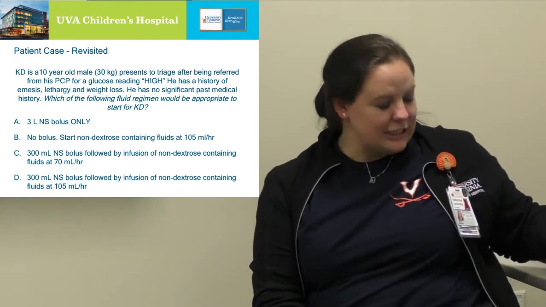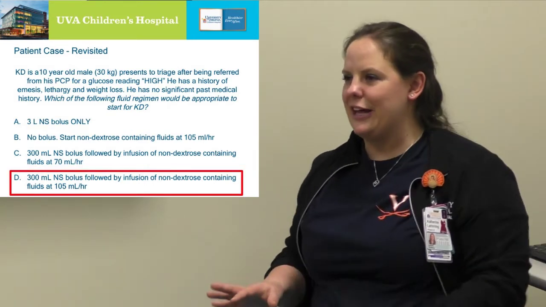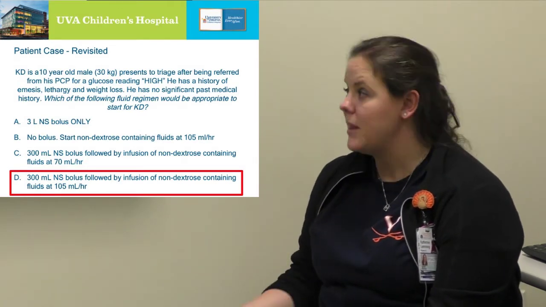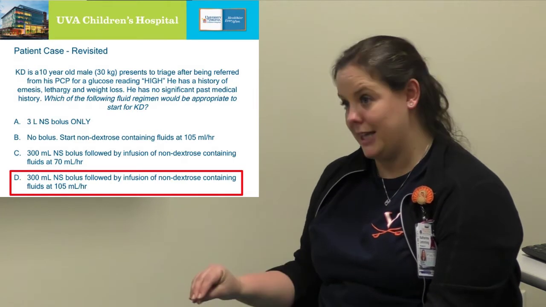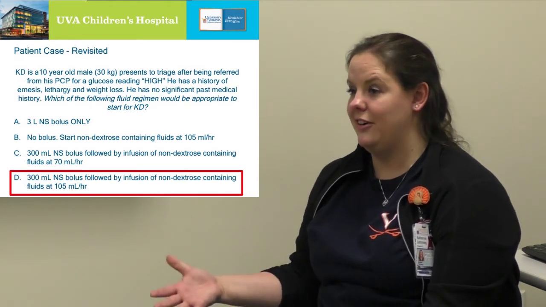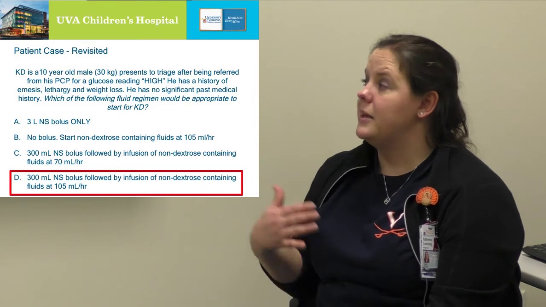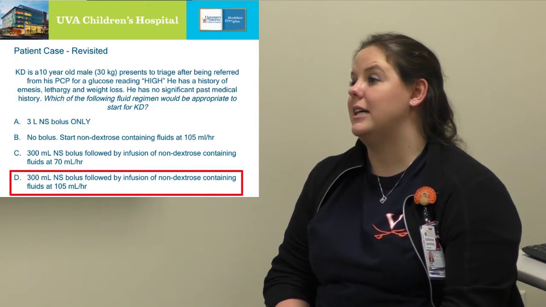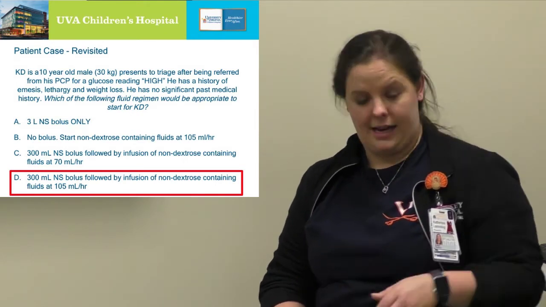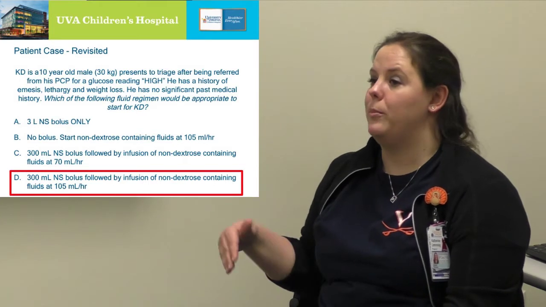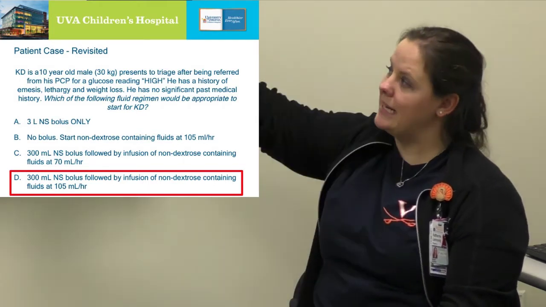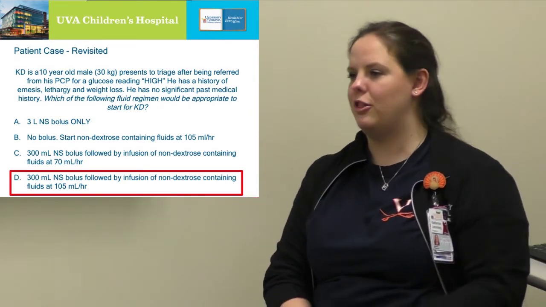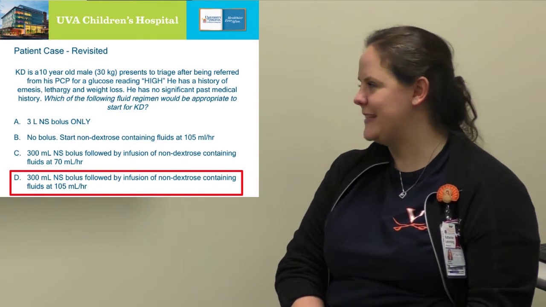So B is actually incorrect. I know I kind of threw a curveball at you guys. In the pediatric population, we actually do a bolus, and the bolus is 10 mLs per kilo of normal saline or lactated ringers. And in this case, the patient still had that initial blood glucose of 600. So you'd want to start non-dextrose containing fluids at 105 mLs an hour, which is 1.5 times maintenance. C is incorrect because 70 mLs an hour would be 1 times maintenance. And then 3 liters is a large amount of fluid to be given.